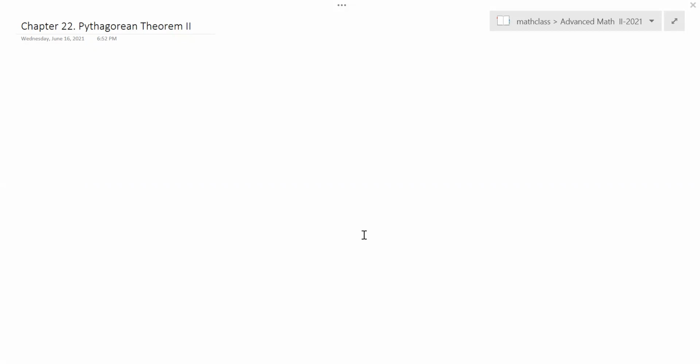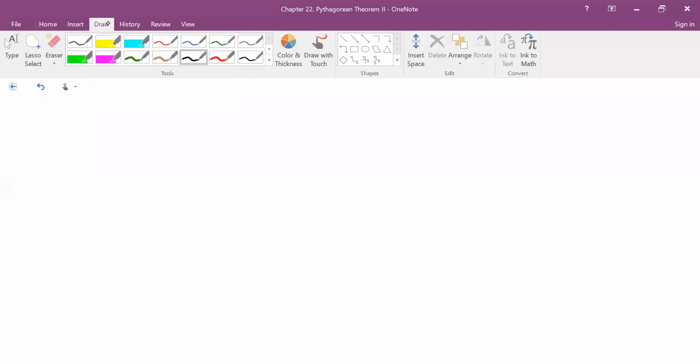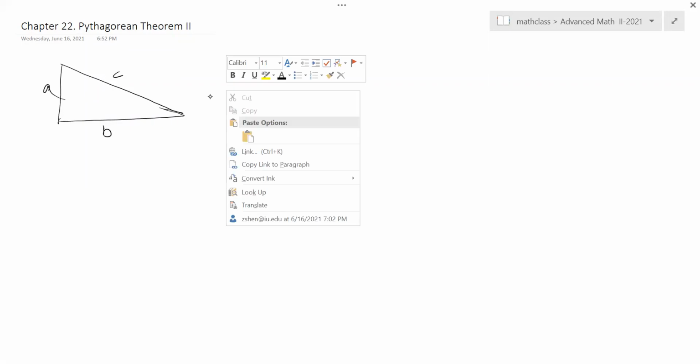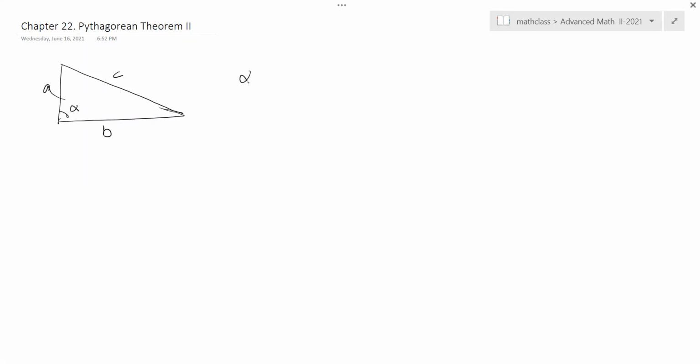It says that a triangle is a right triangle if and only if a squared plus b squared equals c squared, then the angle between a and b is a right angle. Okay, so this is the origin. So that's actually two statements here, and this is a triangle, and here's a and b and c. So this angle is alpha. Alpha equals 90 degrees if and only if a squared plus b squared equals c squared. So that's the statement of the Pythagorean theorem.